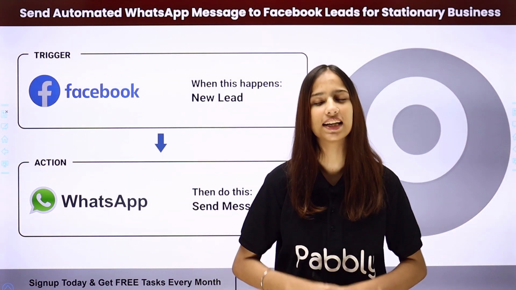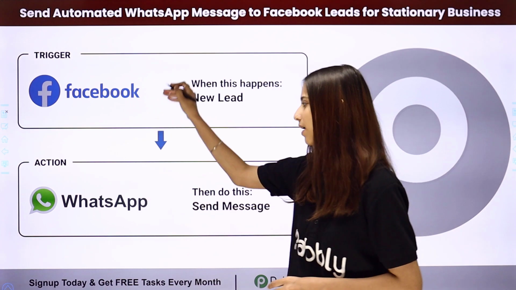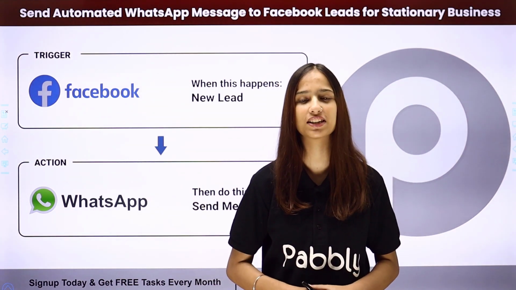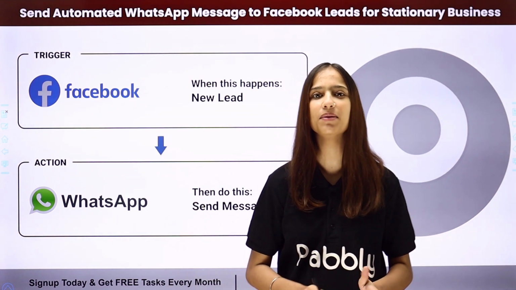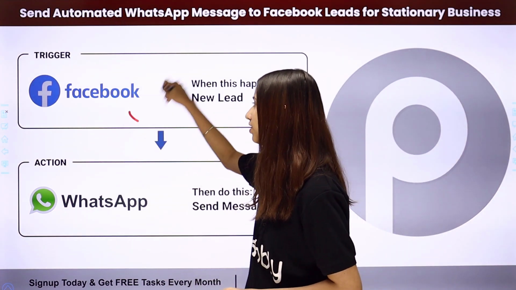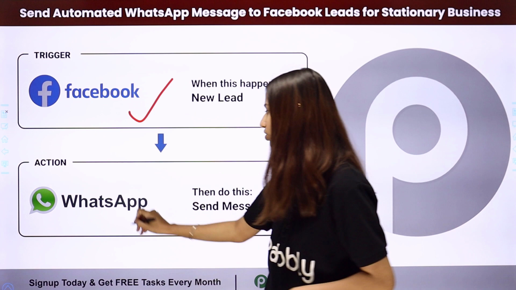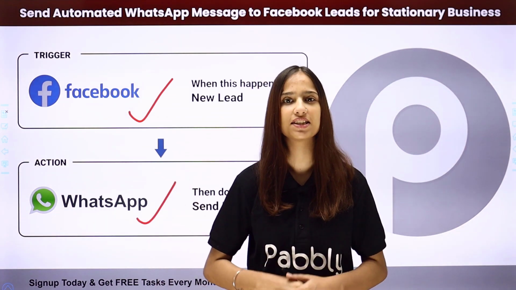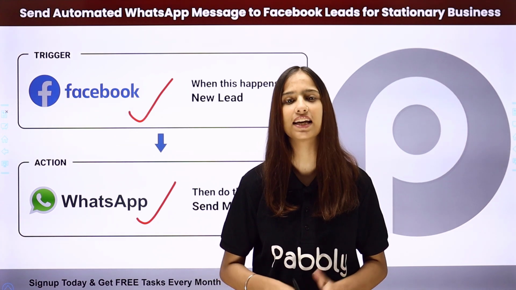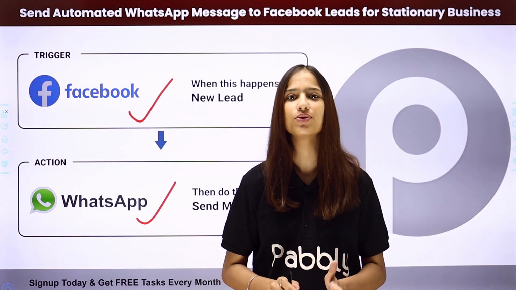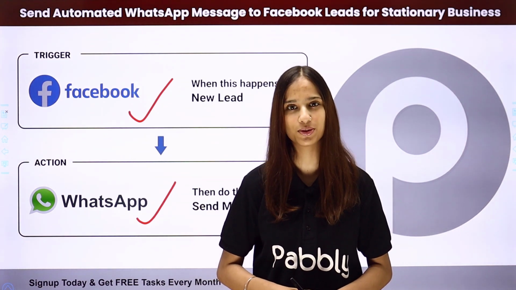So now to do this, I need to build an integration between these two applications, for which I will be using this amazing integration and automation software, that is Pabbly Connect. So here my trigger application will be Facebook and my action application will be WhatsApp. So to send the WhatsApp message, here I am using Vati. You can use any other application as well like Interact or AI Sensi. So to learn more about this integration, follow me through the screen.